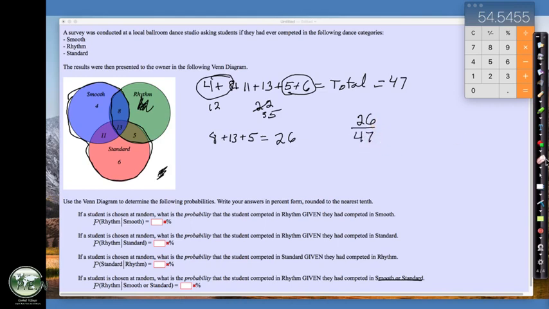We divide these two numbers, multiply by 100, and we get our percentage. So clear, 26 divided by 47, and we end up with 55.3%. And that will go down here. So it's the OR probability there, the given is an OR. Now if it was an AND, we would have only dealt with the overlap, so that would be different. 55.3.